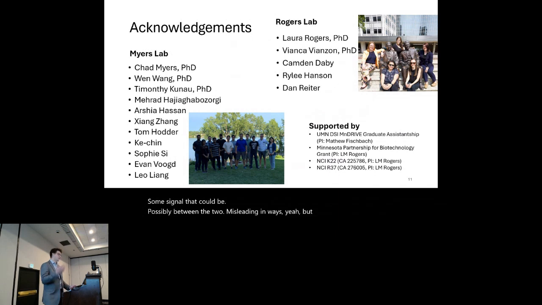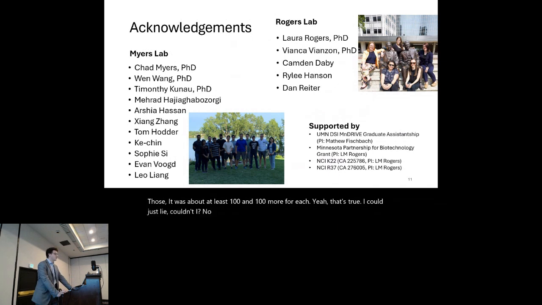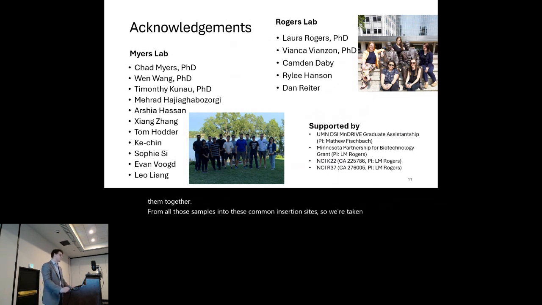But with enough cases and enough controls, of which, I didn't say, but we had, I think it was at least 100 more for each. Yeah, that's true. No, it was over 100 for the samples that we had. So I feel like that's probably good enough, and then we combined all of them together from all those samples into these common insertion sites. So we're taking from many samples. Yeah. Thank you.